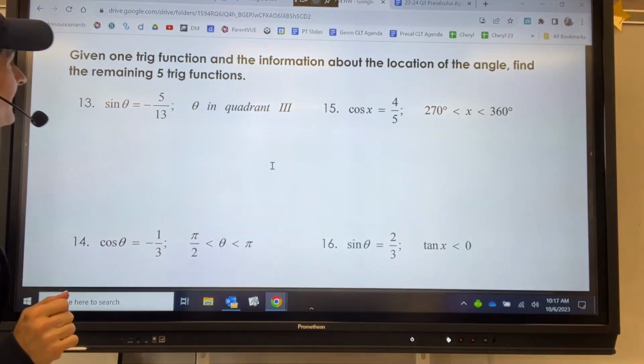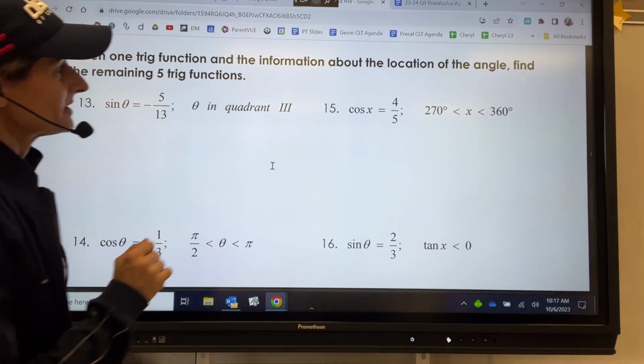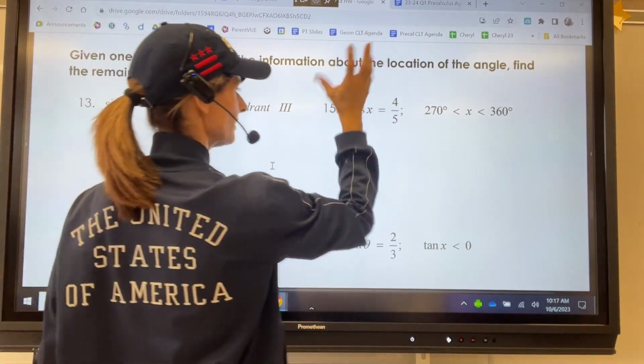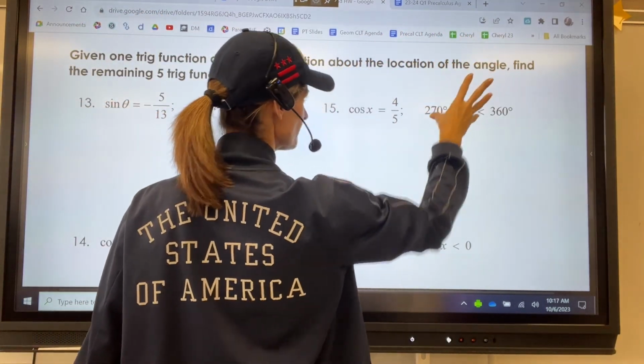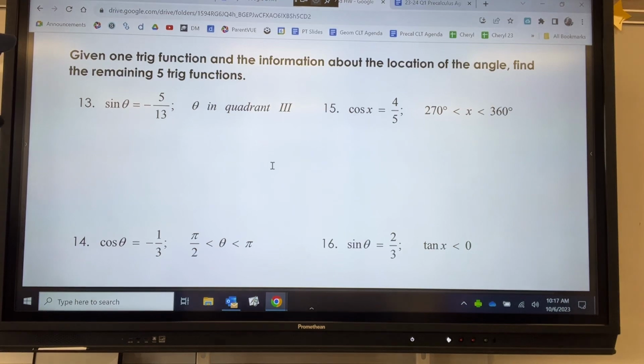Welcome. Given one trig function and the information about the location of the angle, so one trig function and some information about the location of the angle, find the remaining 5 trig functions.